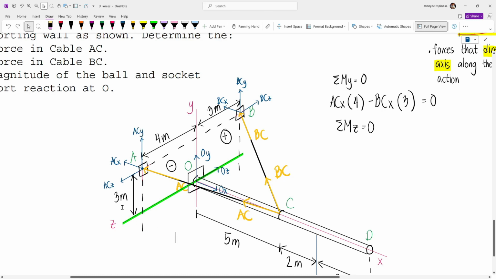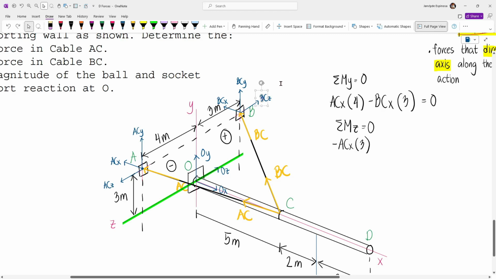So what's going to cause a moment is only ACX. If this is our moment center and we apply this force, it will cause a counterclockwise rotation. So we have here minus ACX multiplied by the moment arm, which is this perpendicular distance. That's going to be 3 meters. Again, this is perpendicular.